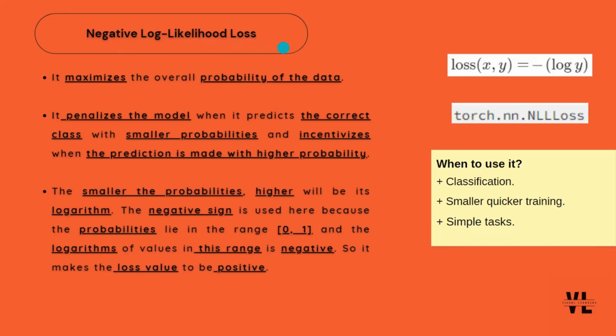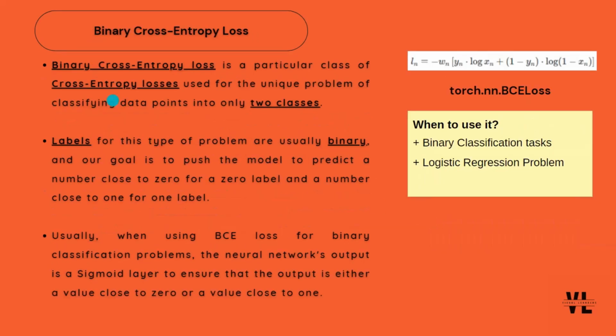The negative log likelihood loss is mostly used for classification purposes, it's smaller with quicker training, and it's used for simple tasks. Next is the binary cross entropy loss, which builds upon the negative log likelihood loss. And it's a particular class of cross-entropy losses, which is used for the unique problem of classifying data points into two classes.